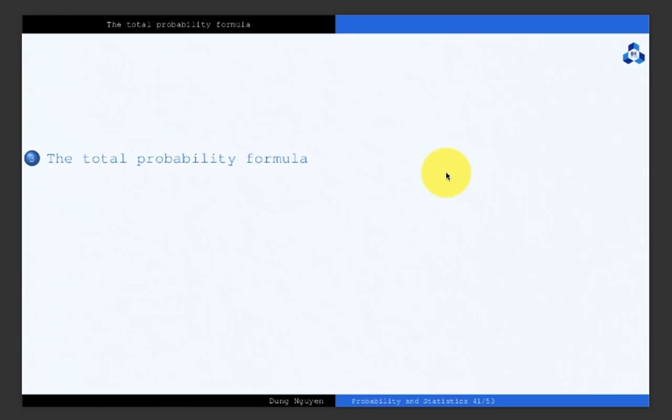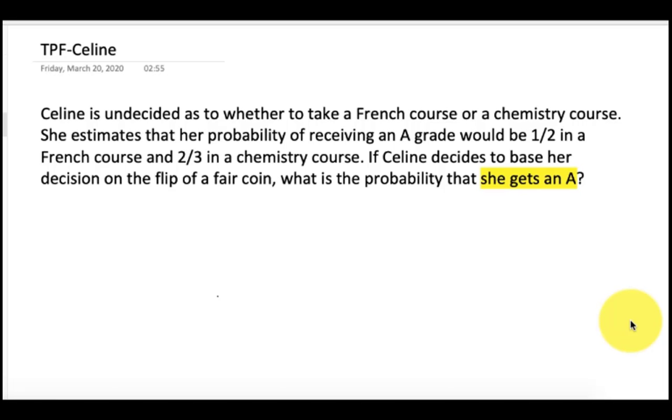I will talk about the total probability formula. I will start my talk with an example. Here is the example. Celine is undecided as to whether to take a French course or a chemistry course. She estimates that her probability of receiving an A grade will be 1/2 in a French course and 2/3 in a chemistry course. If Celine decides to base her decision on the flip of a fair coin, what is the probability that she gets an A?